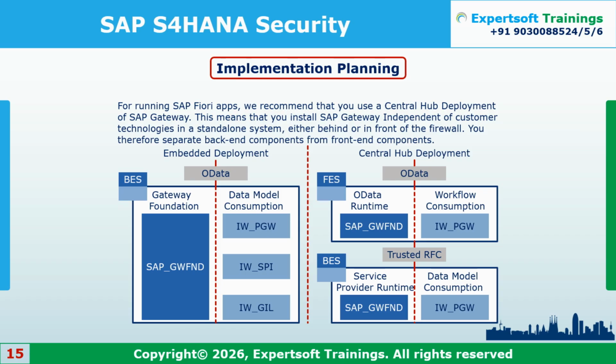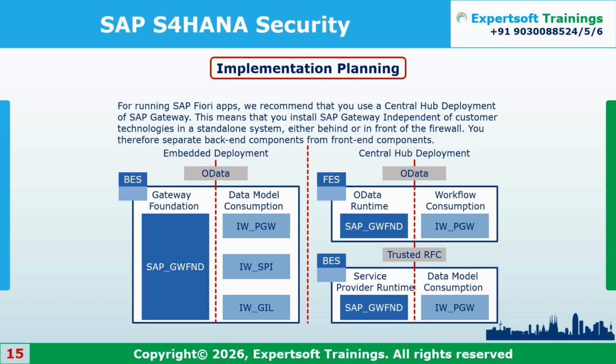Front end is Fiori and backend system is S4HANA system. So we have to communicate between both systems, front end to back end and back end to front end. But embedded deployment is nothing but both are in the same box here. Some projects we are using embedded deployment implementation planning, and some projects we are using central hub deployment planning.